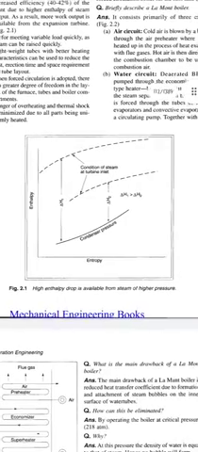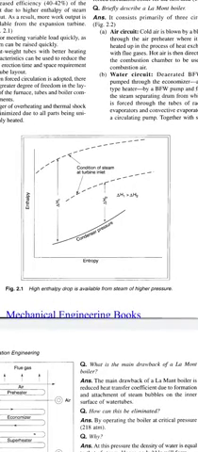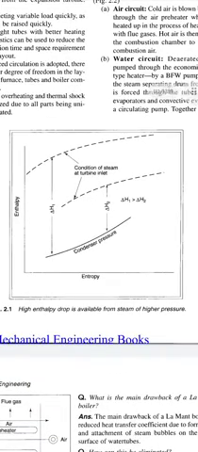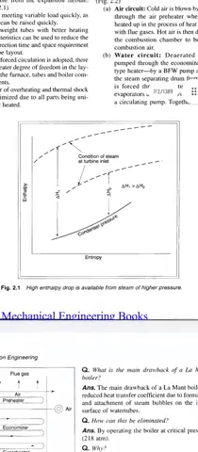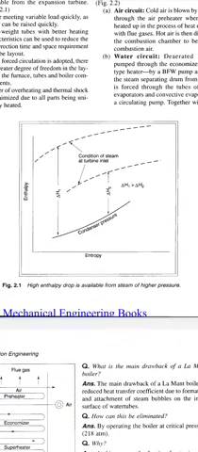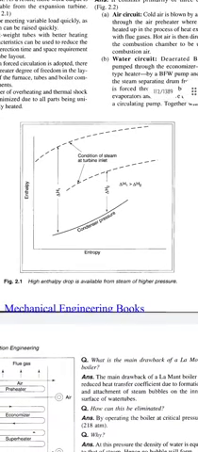In this diagram, we can see the enthalpy versus entropy graph, condenser pressure, and the condensing steam at turbine inlet. We can see the conditions of steam at turbine inlet. High enthalpy drop is available from steam of higher pressure. So for the higher pressure, high enthalpy drop is available, so the efficiency can be high.